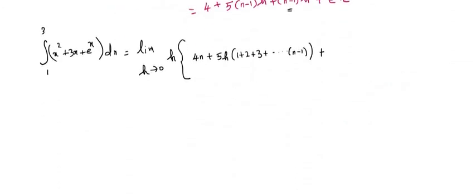h square can be taken out. If I take h square, I will be getting 1 square, 2 square, till n minus 1 the whole square. Right? Therefore, this will be h square plus the e term. In the e term, e is common everywhere, so that e can be taken out, and see what remains.